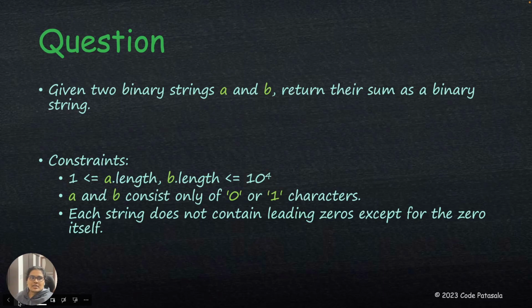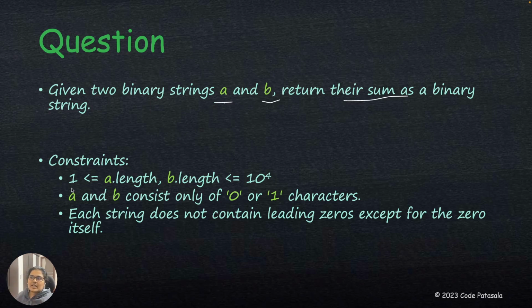The problem statement says we are given two binary strings A and B. We have to return their sum as a binary string. So the given inputs A and B are in the form of binary strings and we have to return their sum as another binary string.